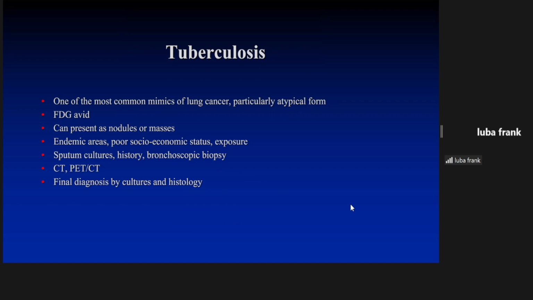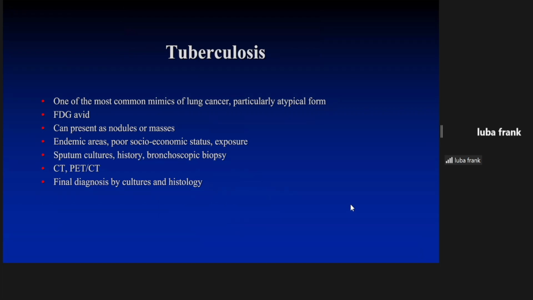So it is really difficult to tell if we're talking about inflammatory or infectious disease, because as you saw, that can really be a large mass-like opacity. It can also present as nodules or masses. Do you think about endemic areas, poor socioeconomic status, exposure or contact with someone who has tuberculosis?